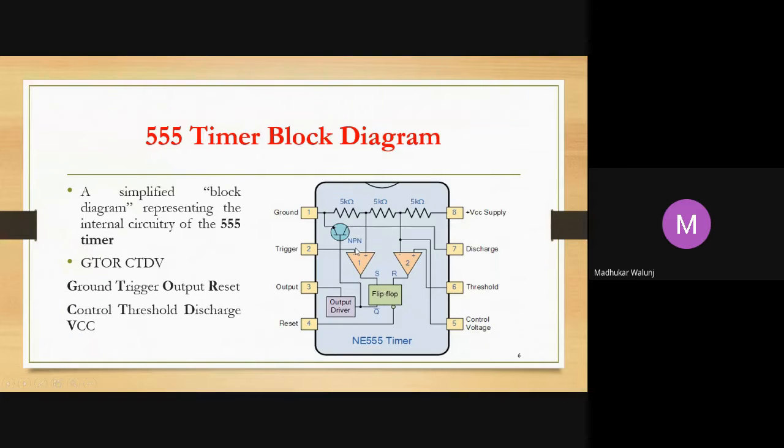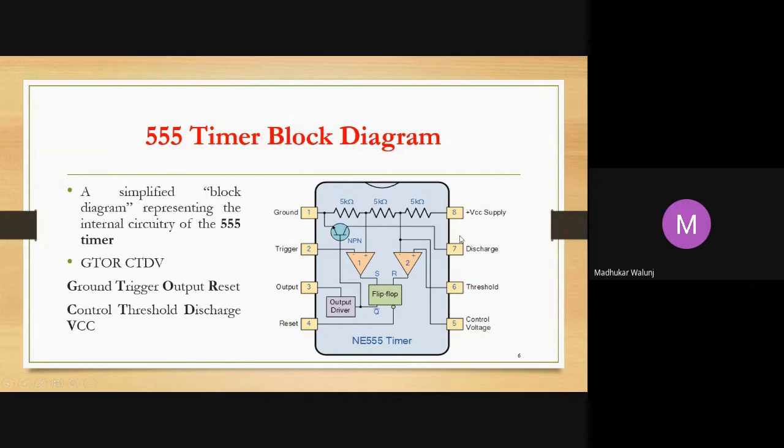So how to remember the names of all the pins? I have a formula for it. We can have GTOR CTDV. Keep in memory GTOR CTDV. For that purpose, you have to remember the long form as well. GTOR for ground, trigger, output, reset, and CTDV for control voltage, or we can say control, threshold, discharge, and VCC, that is the supply. So these are the 8 pins of this IC 555 timer block diagram.